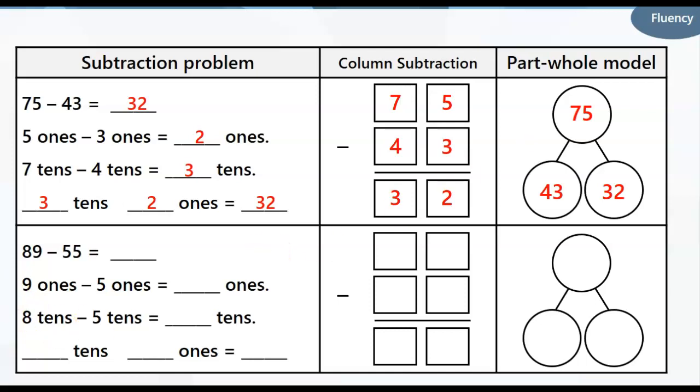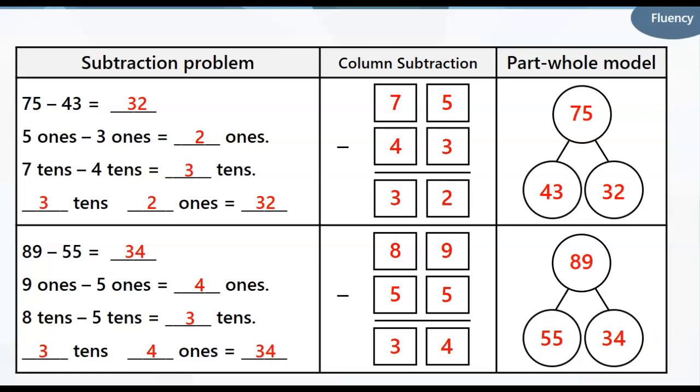Perfect. Let's have a look at another one. So 89 take away 55 is 34. I take away my 9 ones, take away 5 from that is 4 ones. 8 tens take away 5 tens would leave me with 3 tens. 3 tens and 4 ones is 34. If we wrote this in columns, this is what it would look like, making sure my ones are over each other and my tens are in the same column as well. So that's how it would look. Here is my part-whole model, my 89 at the top, and it's made up of 34 and 55. Perfect. That's what you did yesterday.